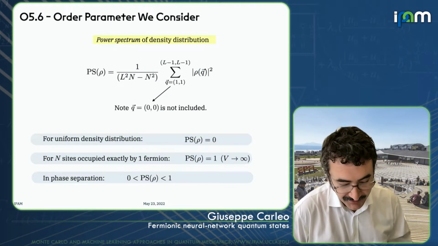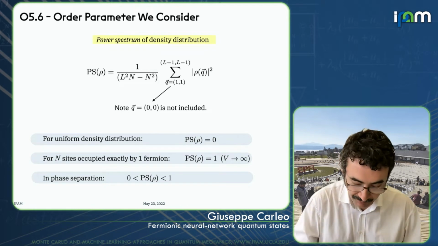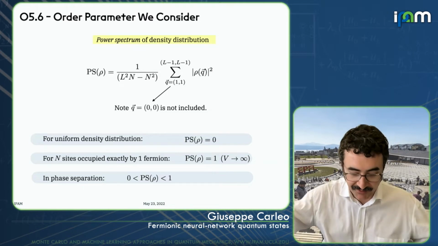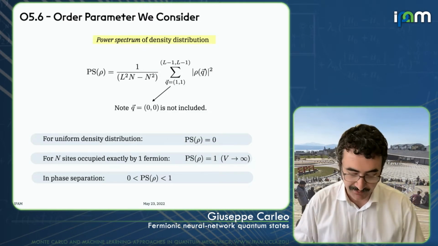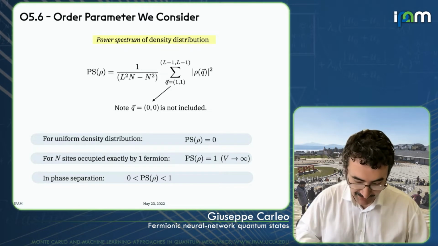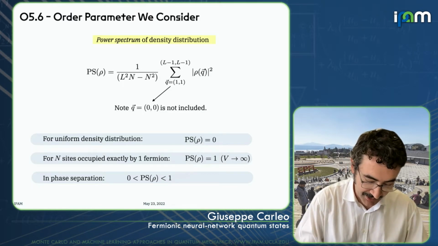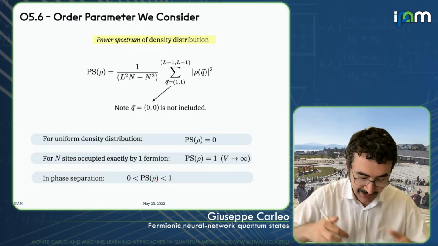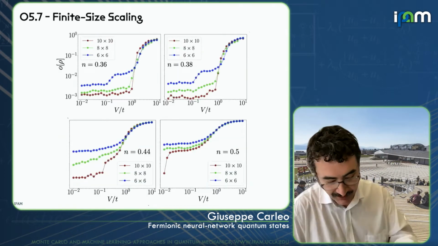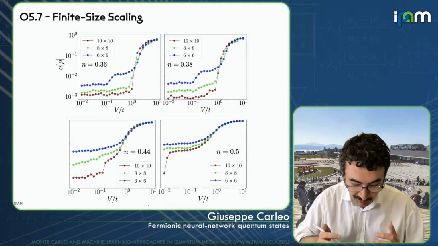In order to study the existence of these phases, we've chosen some order parameter. It's not too important in this context, but I just wanted to mention that we take the power spectrum of the density distribution. If you have a peak at a finite Q, this typically tells you that you have a charge density wave, or you can also distinguish between a phase-separated and a purely charge density wave phase by the value of this order parameter, that we can also extrapolate to the thermodynamic limit by standard size scaling.